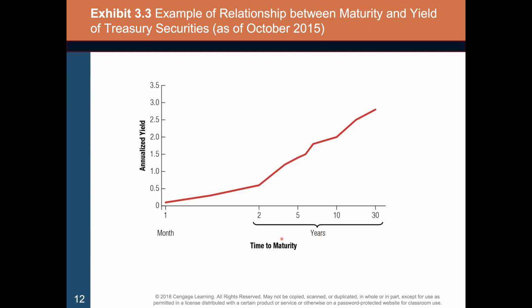So let's assume these are bonds. These are the yield of treasury securities. So these are treasury bonds. So we've got our T-bills down here, and up here are our treasury bonds. And you can see the longer the maturity, the higher the annualized yield.